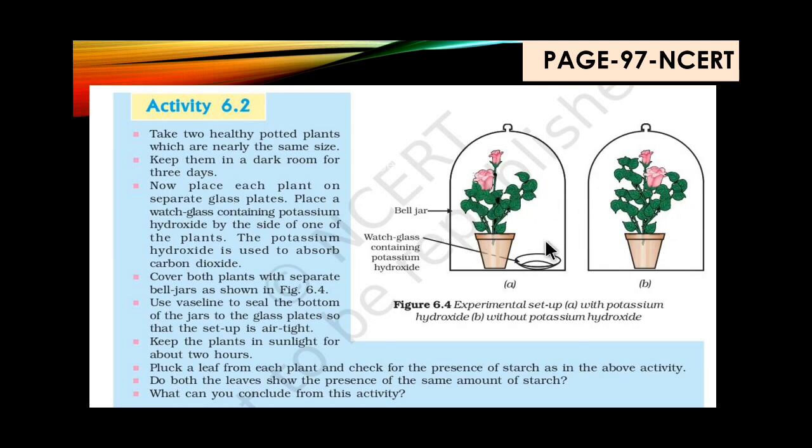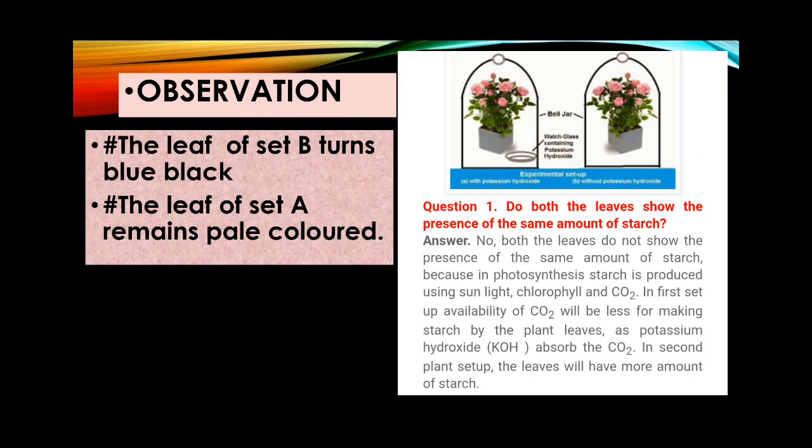That means again you pour the iodine, that means dip the leaf in a dilute solution of iodine for a few minutes. Okay, now do the leaves show the presence of the same amount of starch? What did you conclude? So first of all, the observation was that the leaf of set B, which was without potassium hydroxide solution, turns blue black, while the leaf of the other set A with potassium hydroxide remains pale colored. Okay, so both the leaves do not show the presence of the same amount.